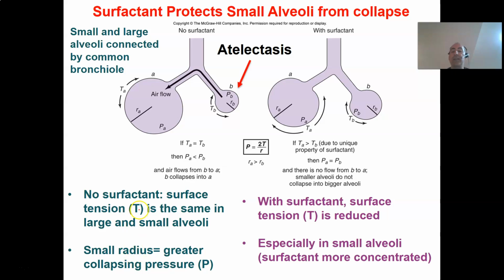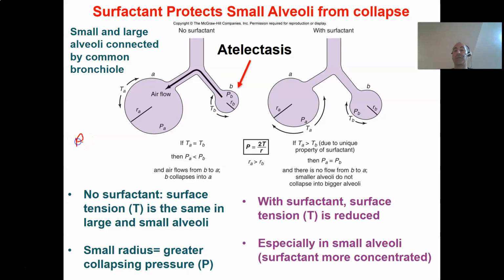A small radius equals greater collapsing pressure. So why is that? If the surface tensions are the same, then why is that? We're going to show you that in a second. With surfactant, surface tension is reduced, especially in small alveoli. Surfactant is much more concentrated. So let's take an example.